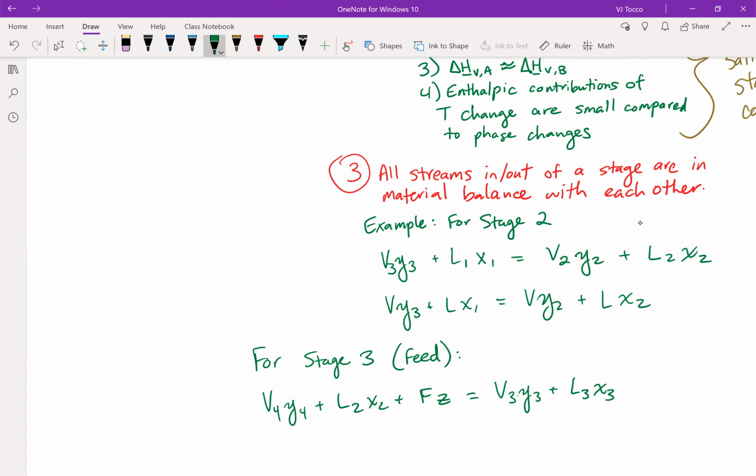So these are going to be all the relationships that we're going to need to know in order to solve our first problem, which will be the point of the last video for today. So I'll see you in the last video.